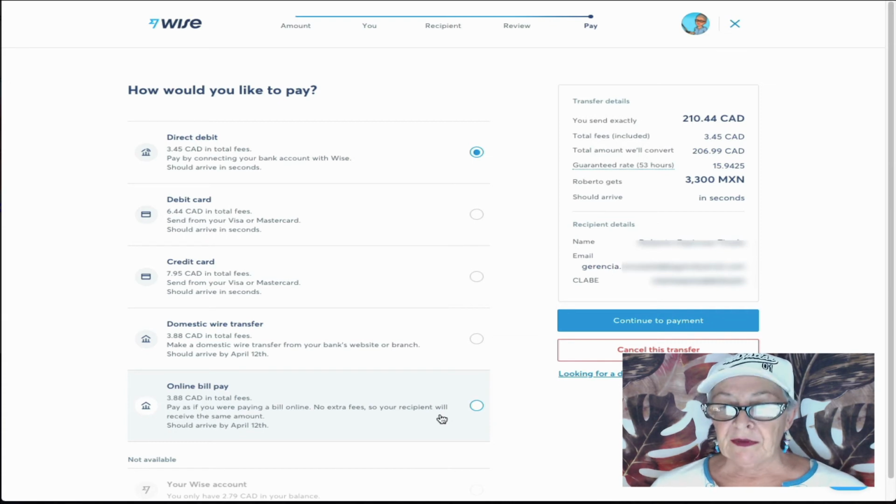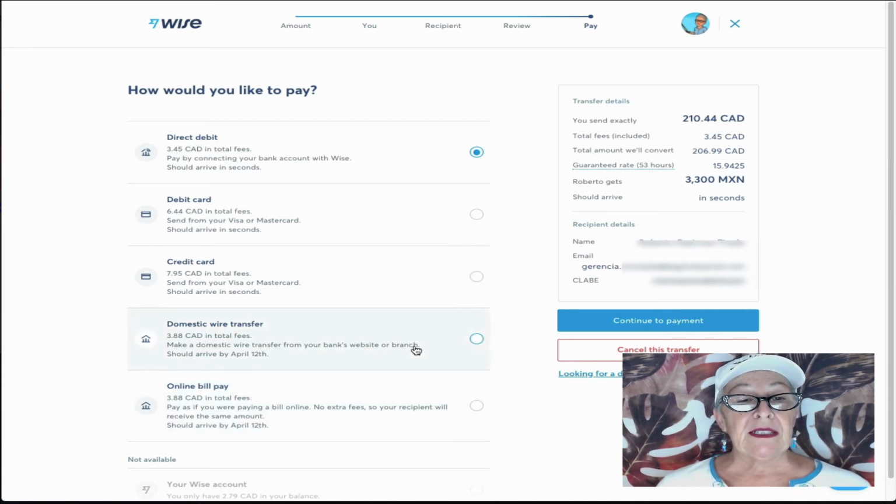All right, so here's where you get to choose how you want to send it. The least expensive way is the direct debit, which is the default. And I think I set that default up myself. So the direct debit is the default. There's also, you can send it different ways as well. A debit card or from your Visa and MasterCard, the fees are a lot more that way. So you can conceivably pay by your Visa or MasterCard within this system.